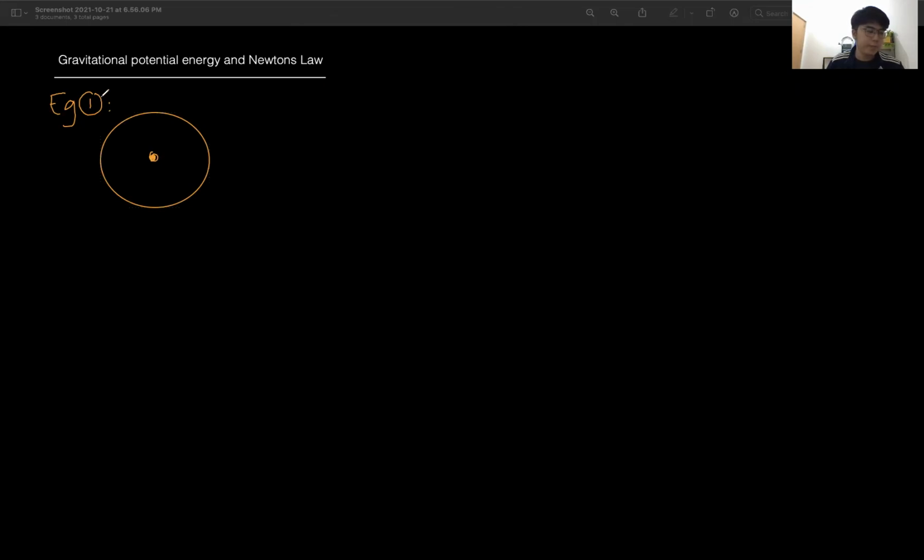Okay, let's say we have a planet with the mass m1, assuming that all the mass is from the center, right? So it has a radius r, and here we draw a line. This is the gravitational field. Take 2 points. Let's say we have point A, point B.